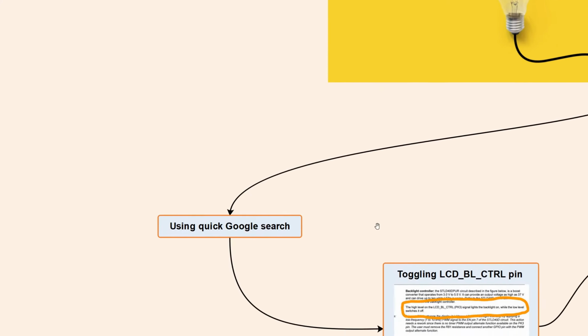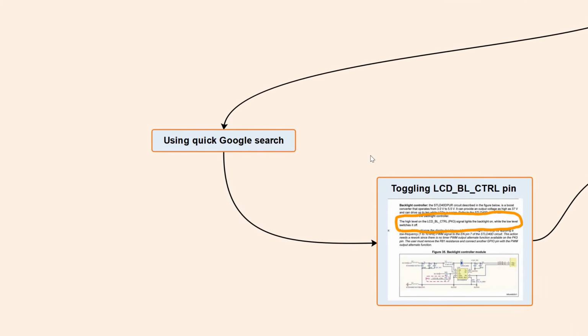And it yielded some interesting results. I discovered there was a pin called LCD backlight control, and this pin was also found on the STM32, labeled exactly like that. So I started playing with it, pulling it high or low, and according to this data sheet screenshot, I should be able to turn the backlight on and off when playing with the LCD backlight control pin.